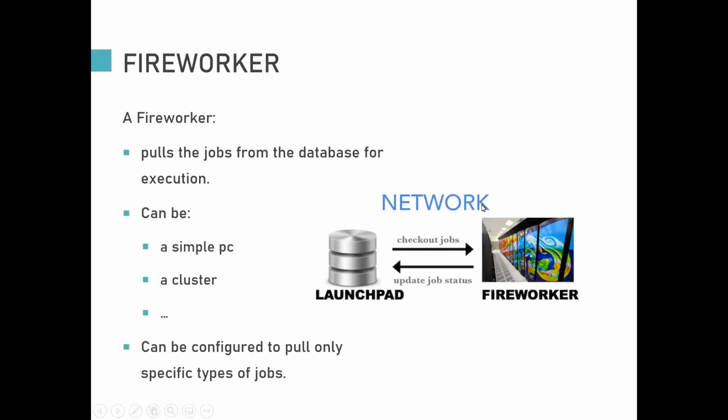So the fireworker can be a simple computer. It can be your own computer if you wish, or it can be a cluster or maybe something else on the cloud. And you can also configure it to pull only specific types of jobs. Imagine you have jobs that are very fast and jobs that need like 1,000 CPUs to run. For the very fast jobs, you can say, run them on my computer, or even on the front end of the cluster, and the jobs that need 1,000 CPUs, I will run them on the cluster.